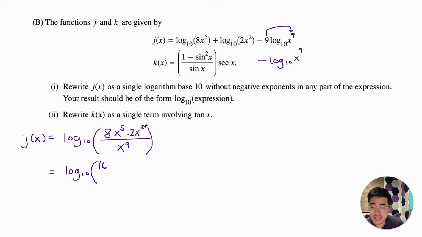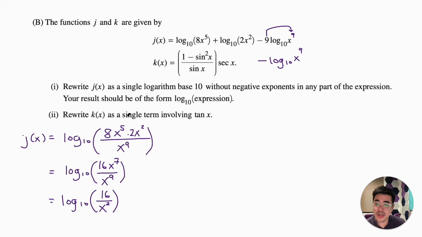X to the 5th times x to the 2nd is x to the 7th. And then we rewrite this as x to the 9th over here. And so I have 9 x's in the denominator, 7 in the top, so then I can rewrite this as log base 10 of 16 over x squared. Now I could have rewritten it as x to the negative 2 on top, but the question tells me no negative exponents. So this is the simplest form here.